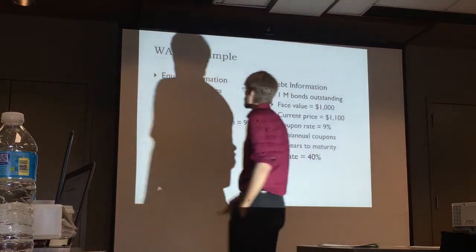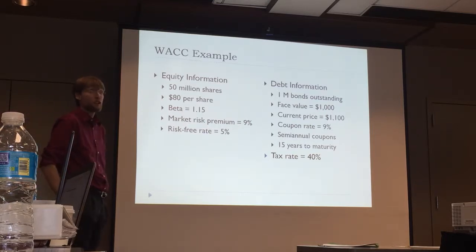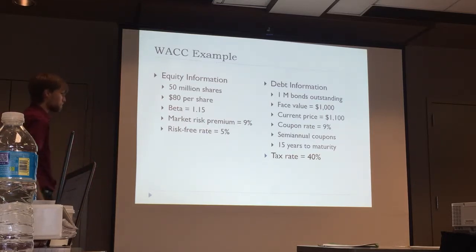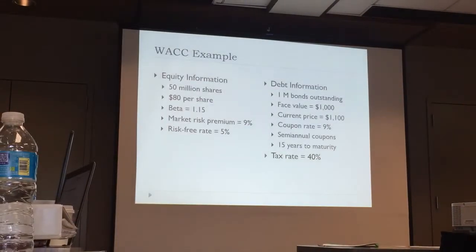We want to know its weighted average cost of capital. Information on its equity: it has 50 million shares outstanding. Each of those shares costs $80. The firm's beta is 1.5. Market risk premium is 9%, and risk-free rate is 5%. On the debt side, they have 1 million bonds out. Each has a face value of $1,000. They're trading at a premium right now, $1,100. Coupon rate's 9%. They have semi-annual coupons and 15 years to maturity. And this firm has a tax rate of 40%. So the question is, what is the firm's weighted average cost of capital?